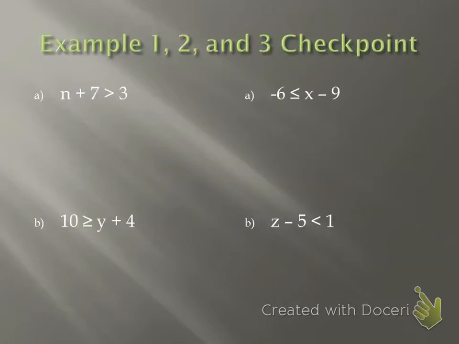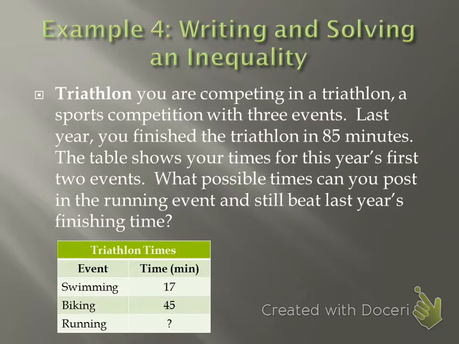On this example, you have to read the wording. It says you're competing in a triathlon sports competition with 3 events. Last year you finished in 85 minutes, so that's your total. The table shows your times for this year's first 2 events. What possible times can you post in the running event and still beat last year?